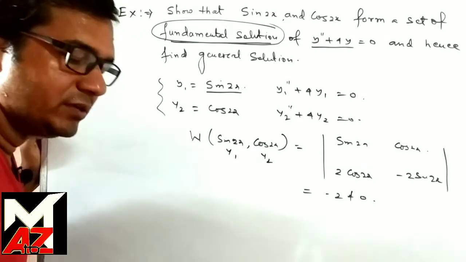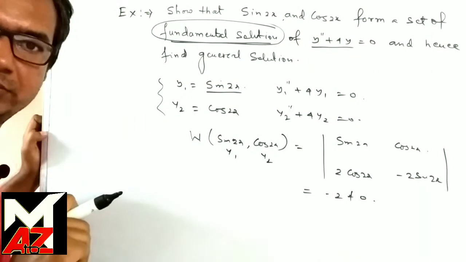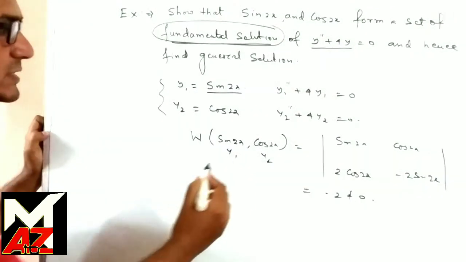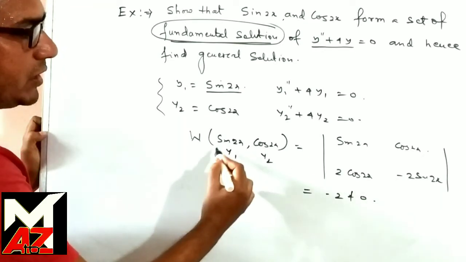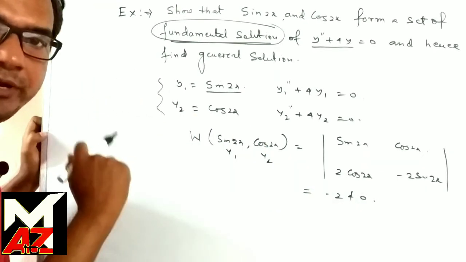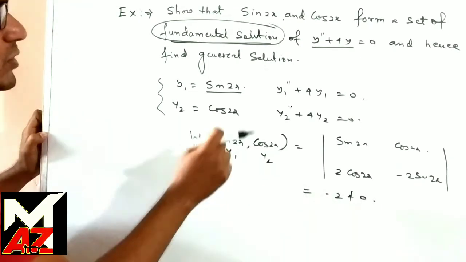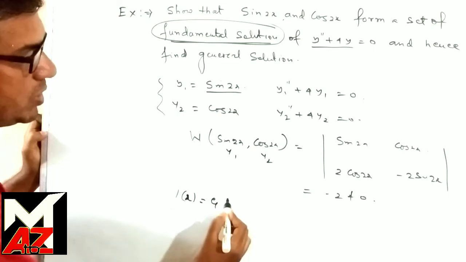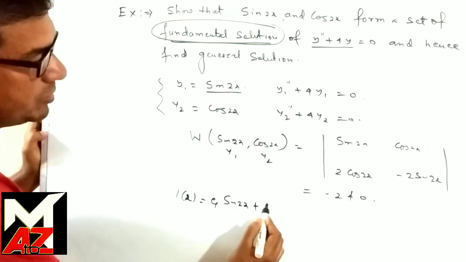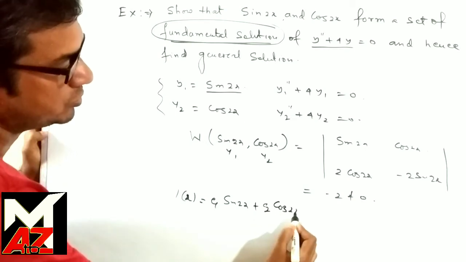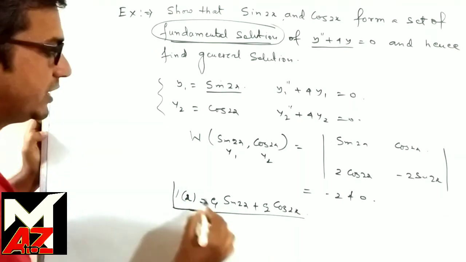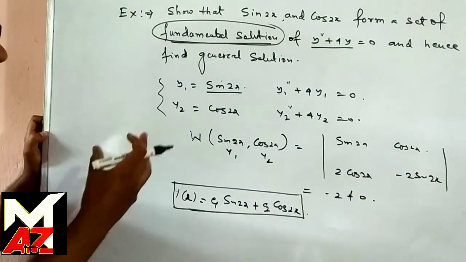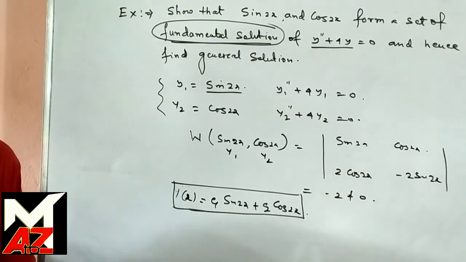We already saw in the previous theorem that since y1 and y2 are fundamental or independent solutions, the general solution of this equation can be written as y of x equal to c1 into sin 2x plus c2 into cos 2x. Okay, this is the general solution of the differential equation, and this is the solution of the example.